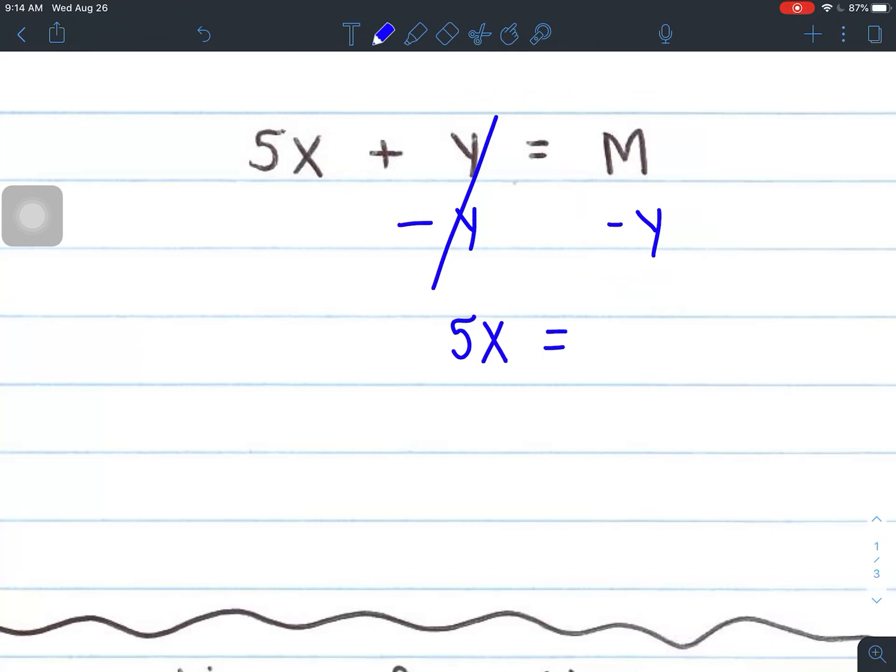Now remember we talked about like terms. You're only allowed to combine things if they are like terms. m and y are not like terms, so I cannot combine them. So what do you do? You just write them right next to each other. m minus y. There's not much you can do there, so you're just going to leave it as m minus y.